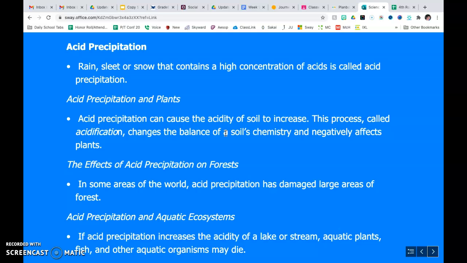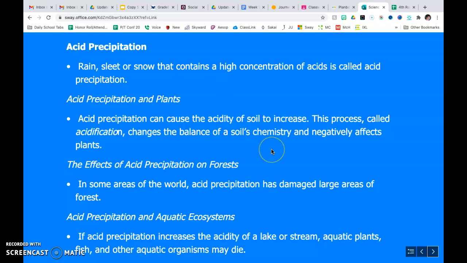Now let's kind of switch gears for just a second. Let's talk about acid precipitation. That sounds fun. So rain, sleet, or snow that contains a high concentration of acids, and that's due to it falling through the layers of the atmosphere, which have absorbed what we've put out as pollution. This is called acid precipitation.